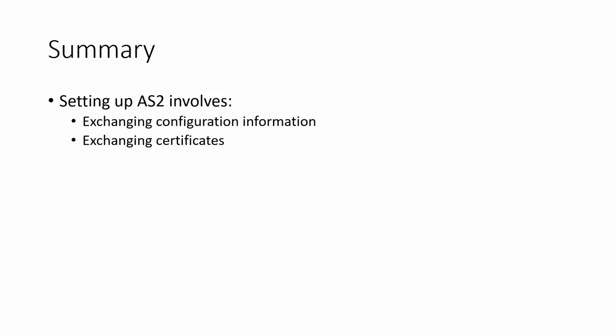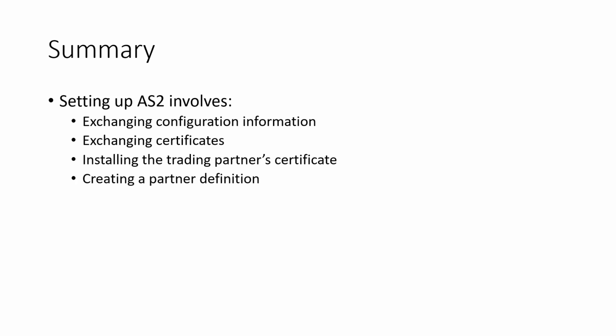So, in summary, configuring and testing an AS2 connection in ZEDI involves exchanging configuration information with your trading partner, exchanging certificates with your trading partner, installing the trading partner's certificate into ZEDI, creating a trading partner definition and configuring it for your partner's live AS2 server, as well as their test server if need be, receiving a test file from the trading partner and sending a test file to them.